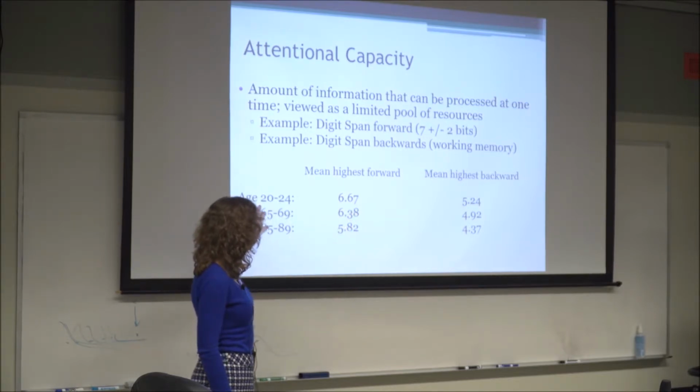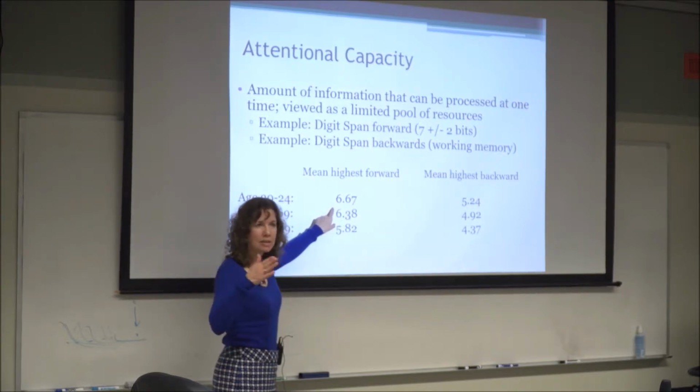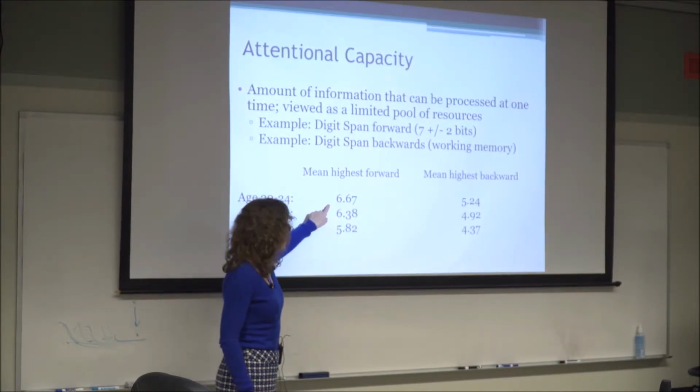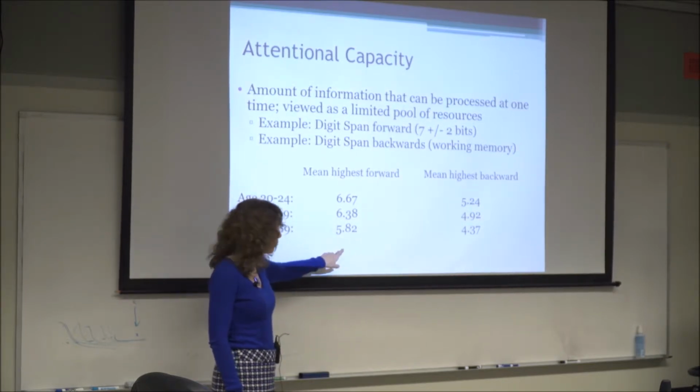And you can see that our 20 to 24-year-olds were remembering 6.6. That was the highest number forward, their mean. And by the time we're 85 to 89, it's 5.82.